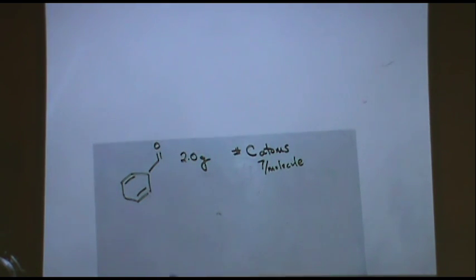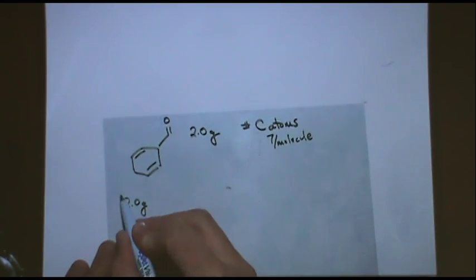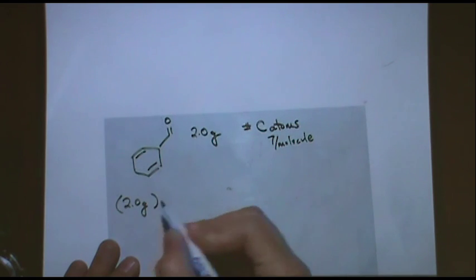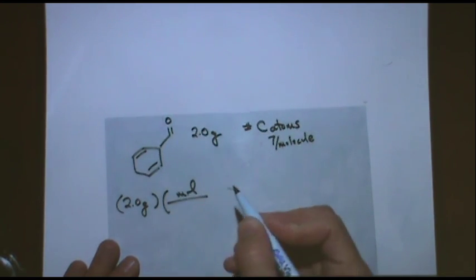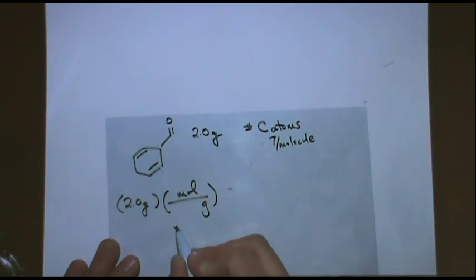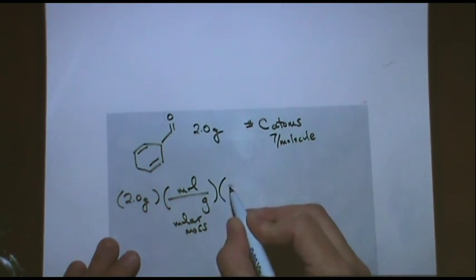I could also ask you how many hydrogen atoms are here. That's another possibility. But for the 2 grams, there's 2 grams of that thing, whatever it is. I need to change this to moles. So I'm going to put here the molar mass. I just made this up, so I don't have the molar mass, but you can calculate that. And that gives the moles of that thing.